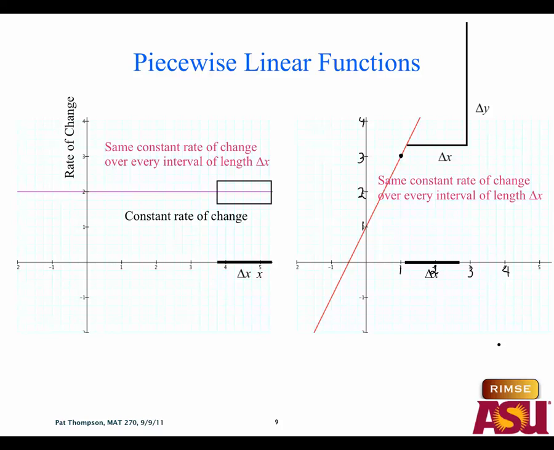Okay, so there are two different types of graphs to show a constant rate of change of 2. One is actually graphing that rate of change, and since it's constant, it'll be that horizontal line. And the one on the right is showing it as the slope of the line, that the change in y is always 2 times the change in x.